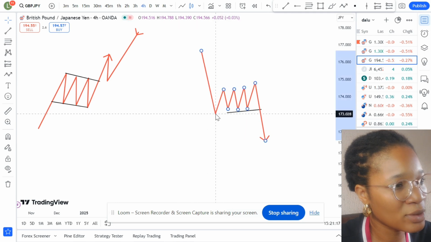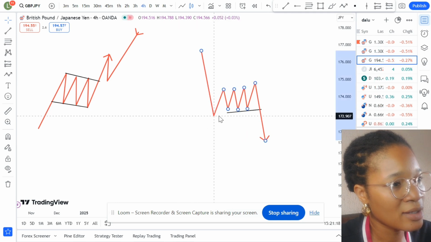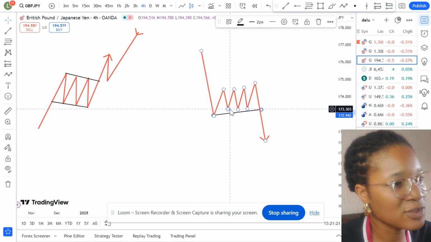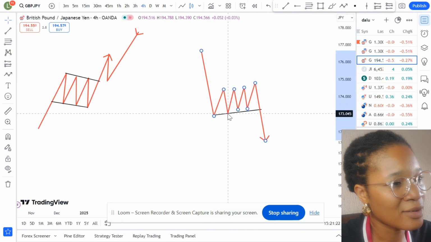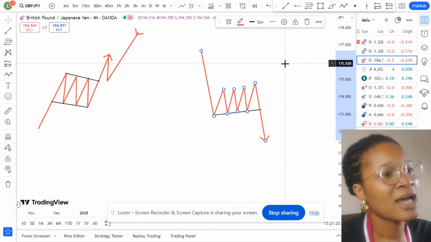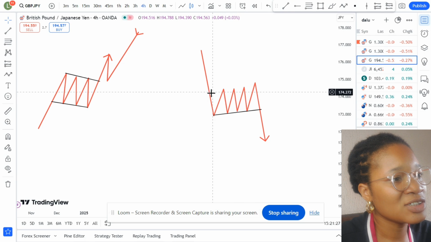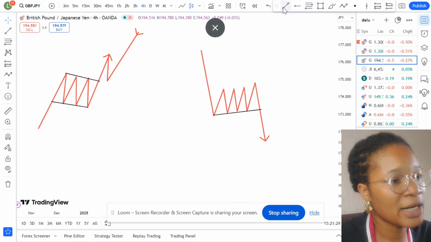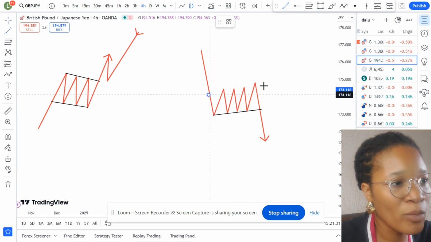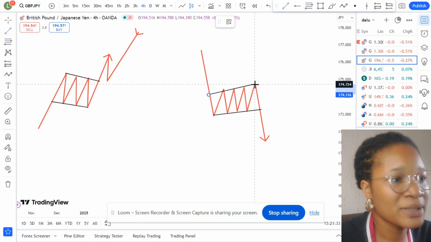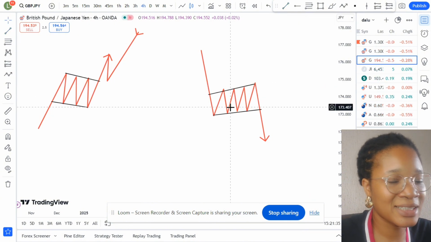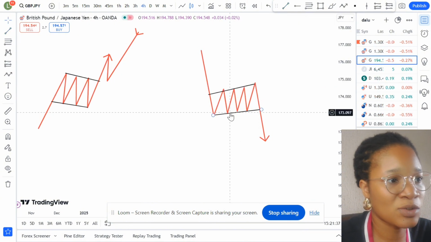I didn't draw this well, so we may have something like this, right? If you're able to spot this early enough, you can position yourself well. If you are a bit experienced, you can trade this sideways movement, this resistance and support.